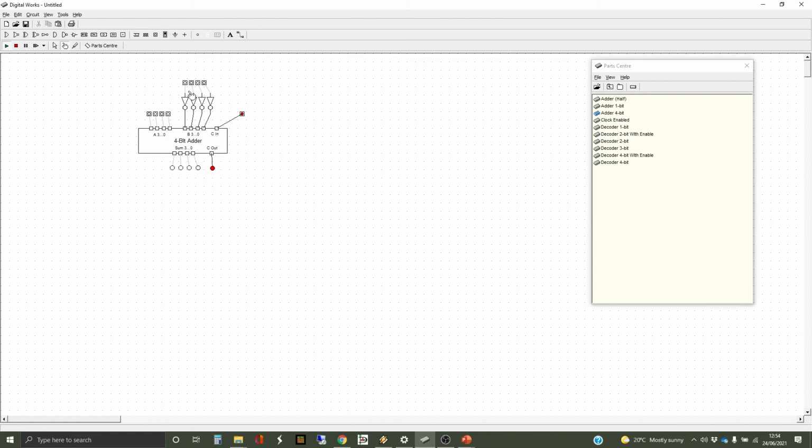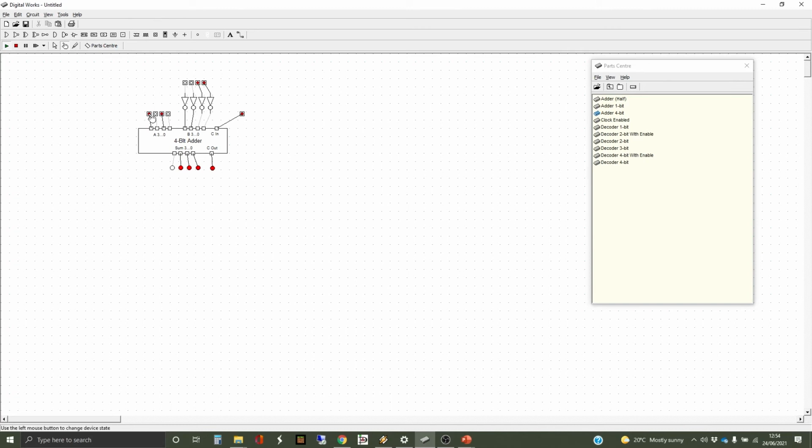So 0 minus 0 is 0. Let's put 10 in here. As you might imagine, 10 minus 0 is 10, but let's take another smaller number from that. 10 minus 3 should be 7. So 3 is 0, 0, 1, 1, and 7 is 0, 1, 1, 1. And that's correct, so the subtraction's happening.